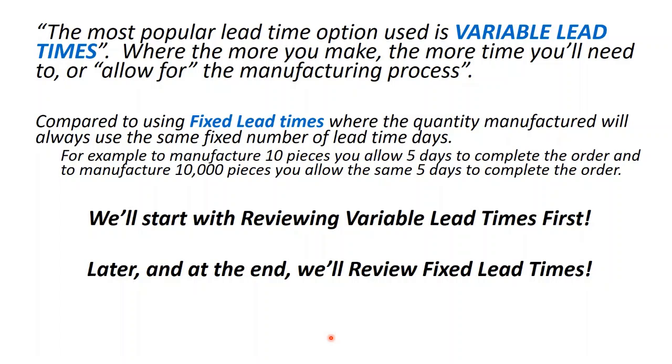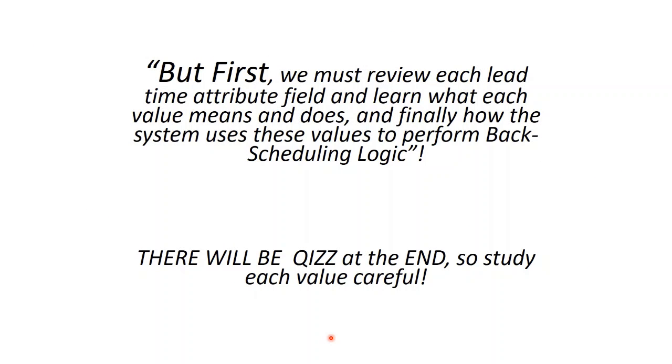We'll start with reviewing variable lead times first, and then later on and at the end, we'll review fixed lead times. But first, we must review each lead time attribute field and learn what each value means and does. And then finally, how the system uses these values to perform back scheduling logic. There will be a quiz at the end, so study each value carefully.